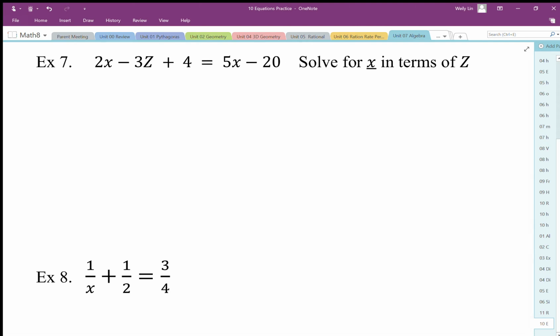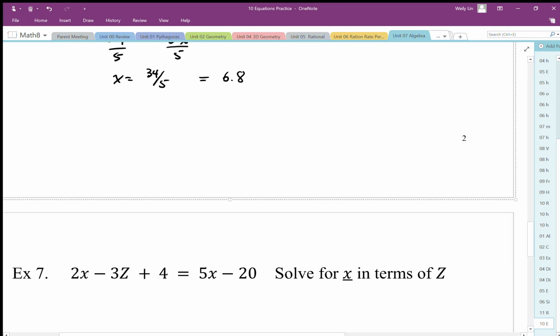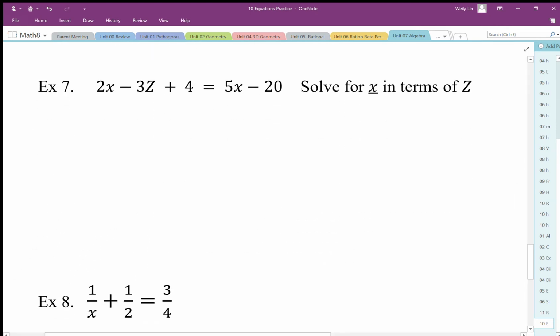In solving these last two, it can be a bit distracting because what it's asking for isn't something that's typical of what you've seen so far. But here we're being asked to solve for x in terms of z. So what that really means is get x on one side of the equation, get everything else on the other side of the equation, and only combine terms that are like terms.